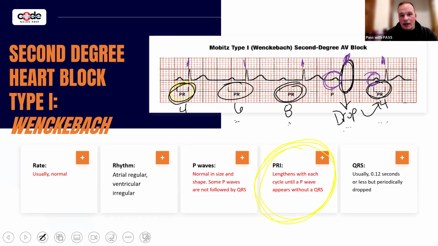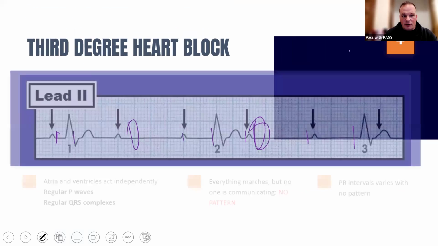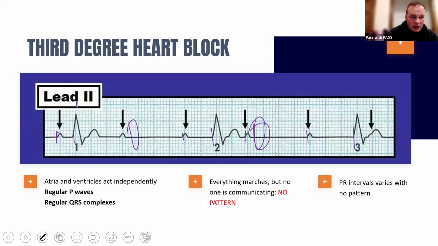A winky block is an irregular rhythm. My QRSs are not going to march out from one another. I'm not going to have a regular R to R. There's going to be a dropped beat in there. Okay. A second degree type 2 is generally always going to be regular from a QRS perspective. A third degree heart block is generally always going to be regular from a QRS perspective in terms of marching out the R to Rs.